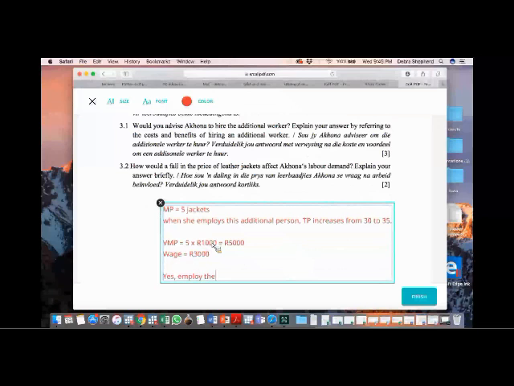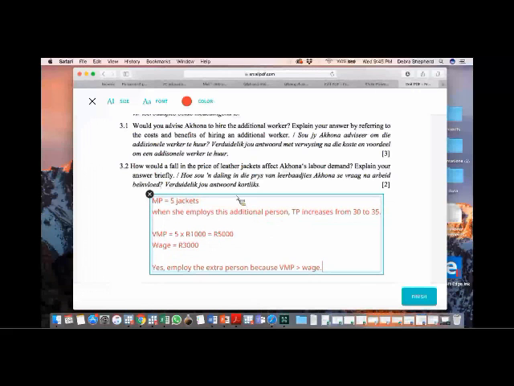Yes. Employ the extra person because their value of marginal product exceeds the wage. In other words, the marginal benefit of this person to the firm exceeds the marginal cost of the person to the firm. So yes, employ her.